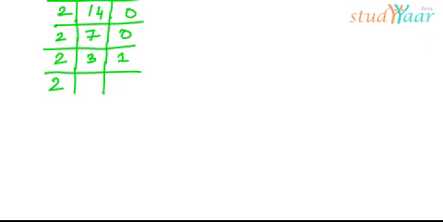Okay, let's proceed further. Divide it again by 2. My quotient is 1. My remainder is also 1. 2 into 1 is 2 and it leaves me a remainder of 1. Again I am going to divide it by 2. I see that my quotient is 0. 2 into 0 is 0 and I am left with 1, which is my last remainder.